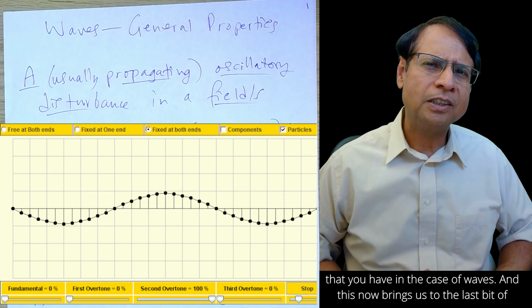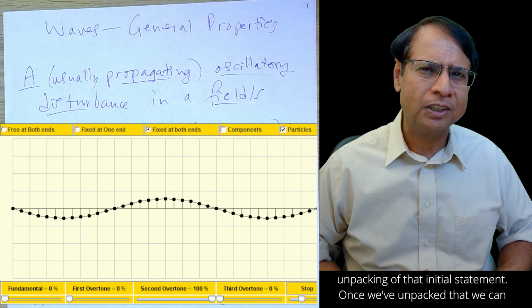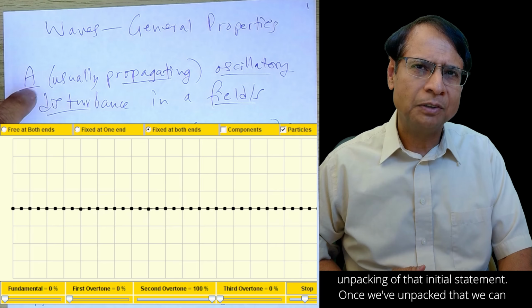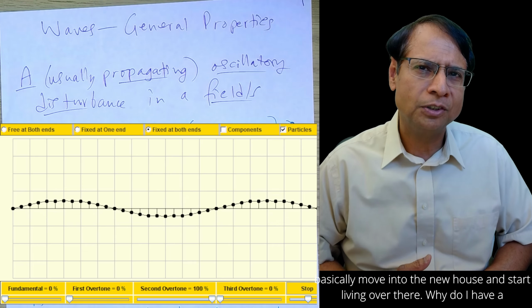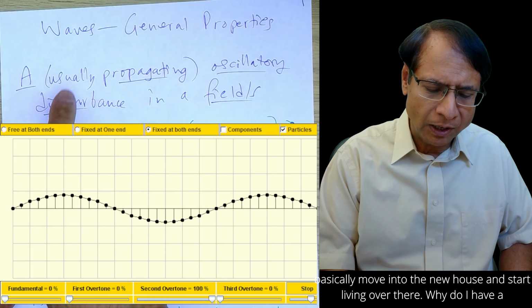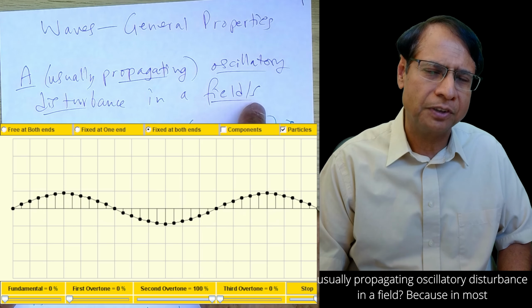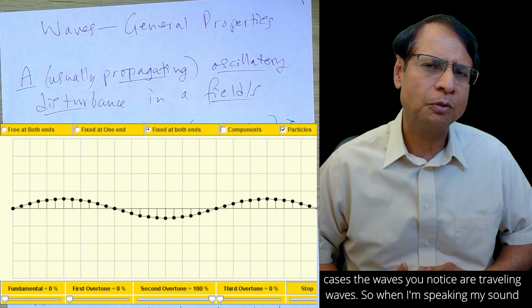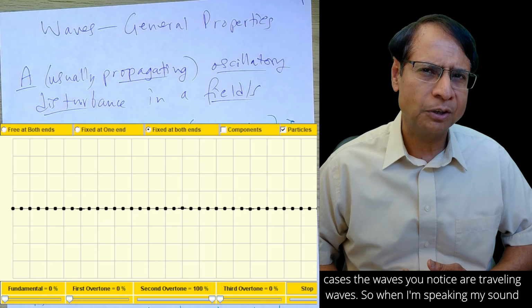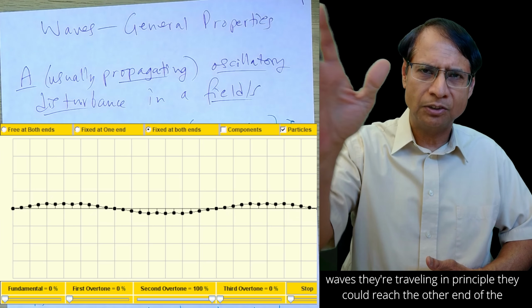And this now brings us to the last bit of unpacking of that initial statement. Once we've unpacked that, we can basically move into the new house and start living over there. Why do I have a usually propagating oscillatory disturbance in a field? Because in most cases, the waves you notice are traveling waves. So when I'm speaking, my sound waves, they're traveling.